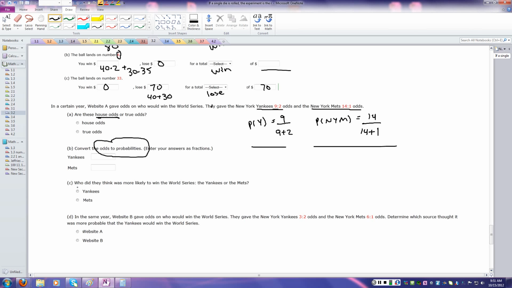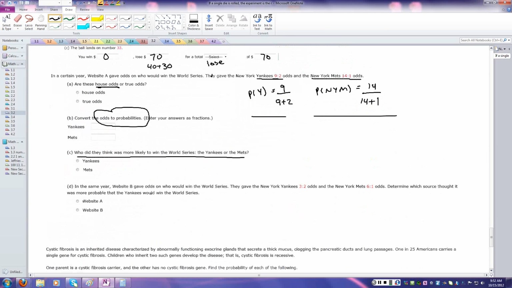So if you plug these in your calculator, you're going to find a percentage. Look at which one's higher for the win, because you're looking at the odds of who would win the World Series, and then you can pick which one that is. And then in the same year, website B gave odds on who would win the World Series, the New York Yankees or the New York Mets, and determine which source thought it was more probable for the Yankees to win the World Series.